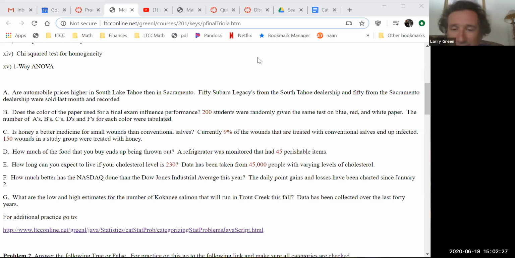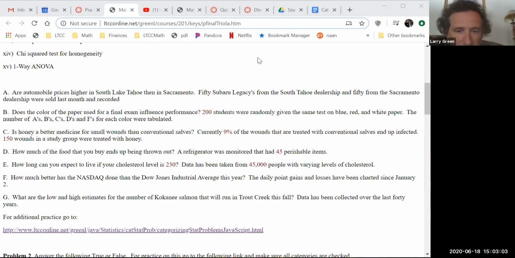So first thing, what is the survey question? Or what is the researcher going to write down on the piece of paper for all the data values? How many kokanee salmon have run in Trout Creek for the last 40 years? Each year. Yes, each year. So that's the first thing. So we're talking about quantitative data.